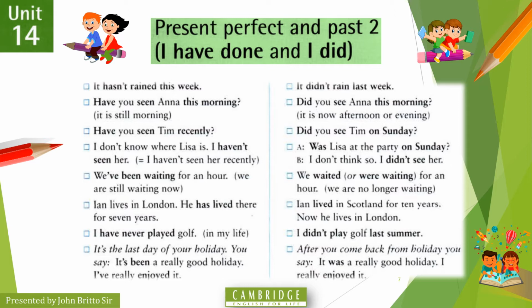We've been waiting for an hour. Which means what? We are still waiting now. Whereas, we waited for an hour. Which means we are no longer waiting. The first column you have present perfect. The second column you have past simple.